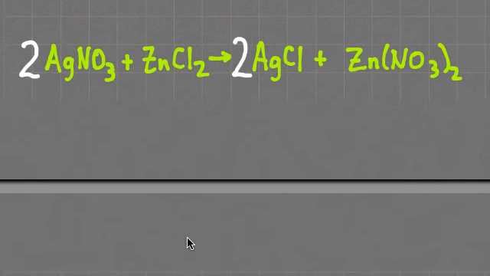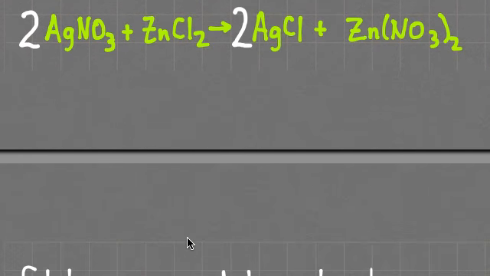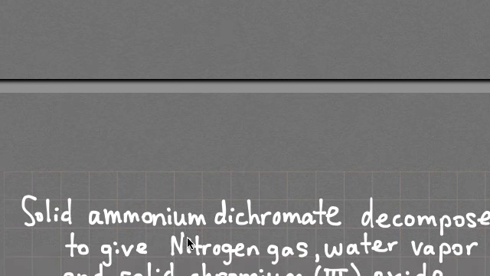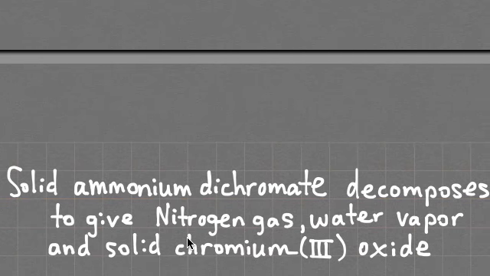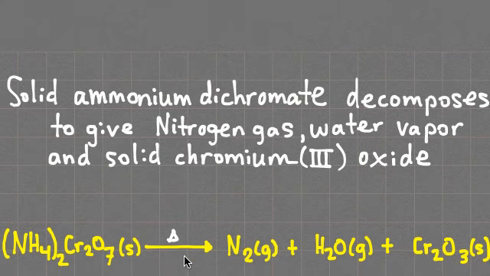Let me show you a more difficult process. That would be looking at some verbal description in words of a chemical reaction and trying to translate it into symbols and then balancing. Oh my goodness. Solid ammonium dichromate decomposes to give nitrogen gas, water vapor, and solid chromium 3 oxide. This is a fun demonstration. I'll show it to you sometime in class.